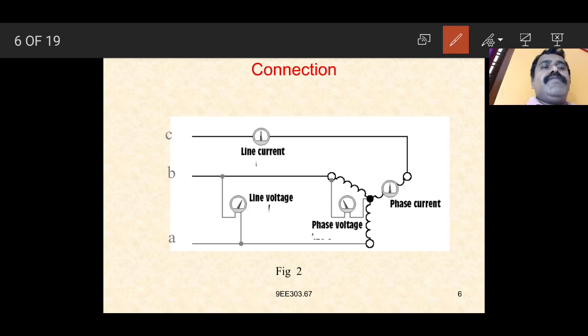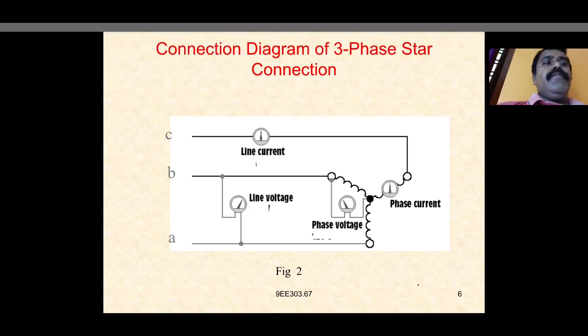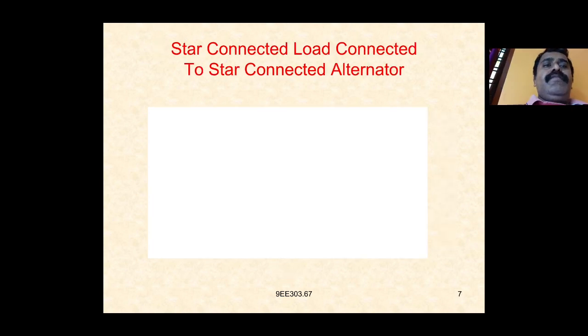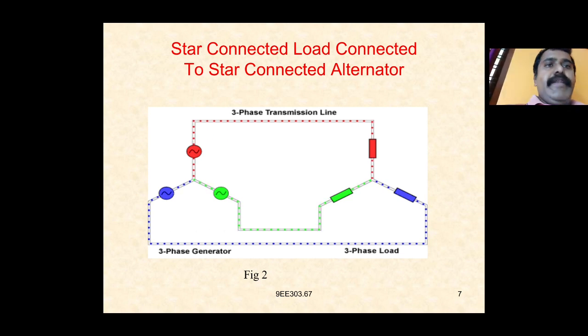The line current we can express as IL, that is IL is equal to I1 is equal to I2 is equal to I3, where the current remains the same and the voltage is divided. The neutral wire can be joined here. It is a three-phase transmission line, three-phase generator, three-phase load, where a star connected load is connected to a star connected alternator.